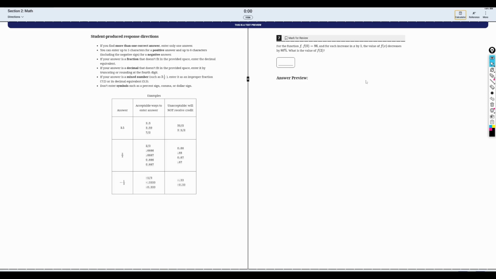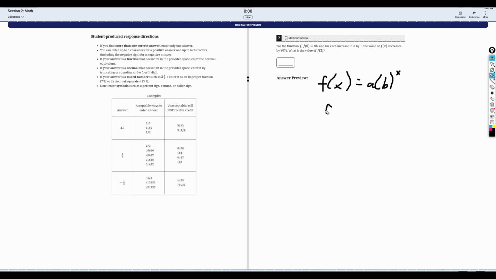Number 7 says, for the function f of 0 equals 86, and for each increase in x by 1, the value of f of x decreases by 80%. What is the value of f of 2? So to start off, this sounds like a decay function, which can be written as f of x equals a times b to the power of x. A is the initial value, b is the rate, and then x is just x.